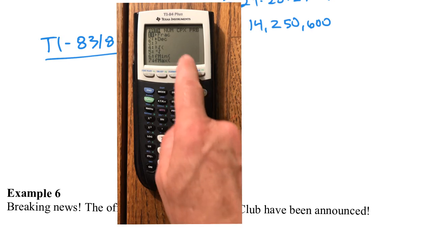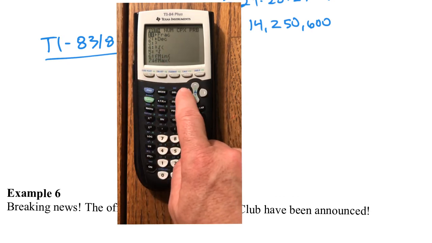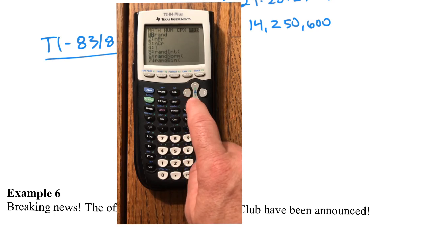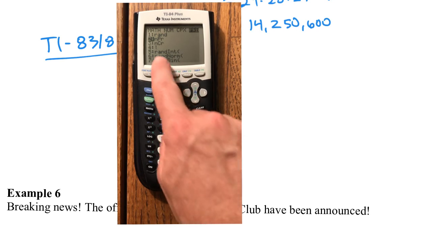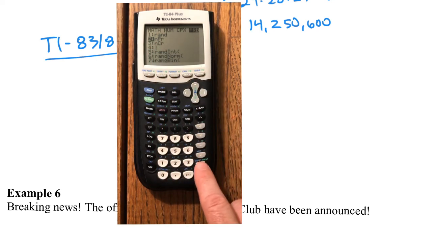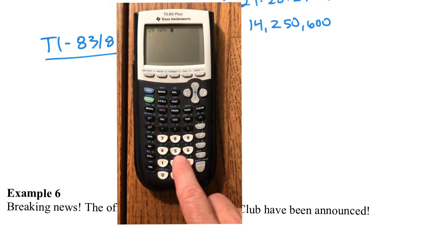It's a little quicker because it'll scroll to the left too. So if I just scroll to the left, it'll come around the other side, and then I go down to the second one, nPr, items permutated r at a time. So you hit that one. And now I put the 5.